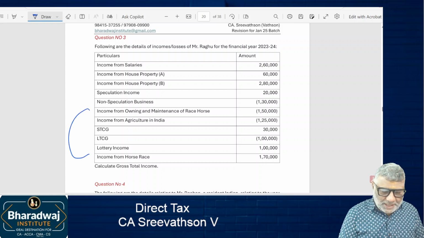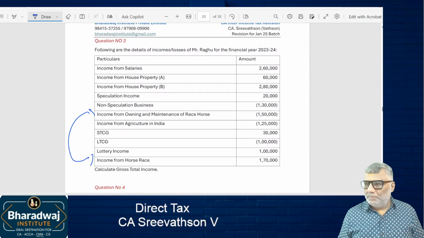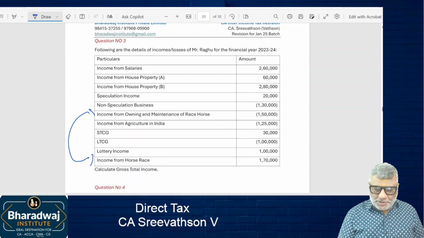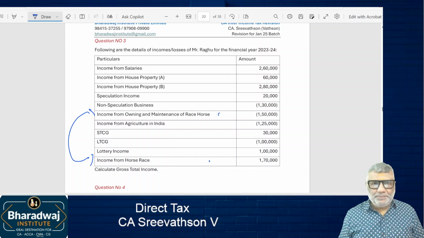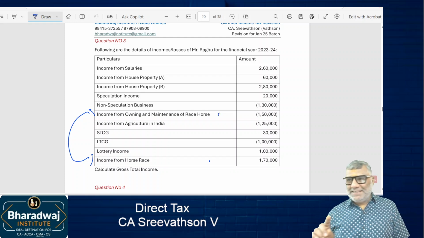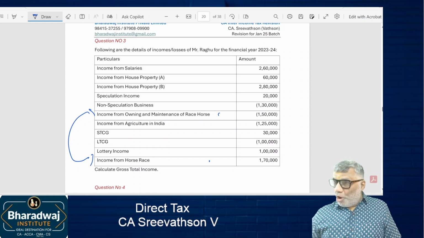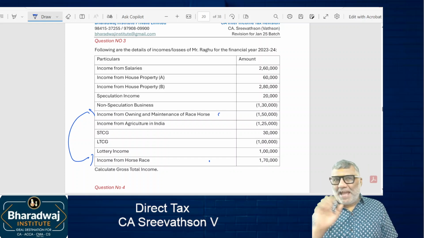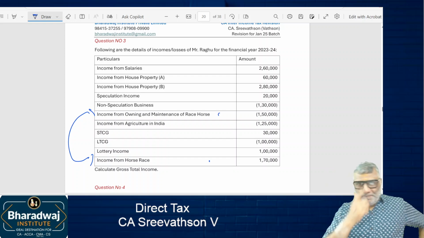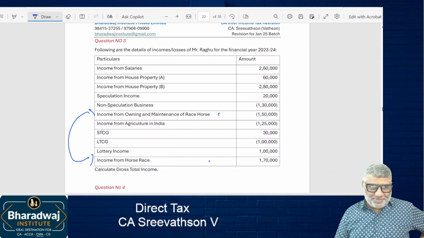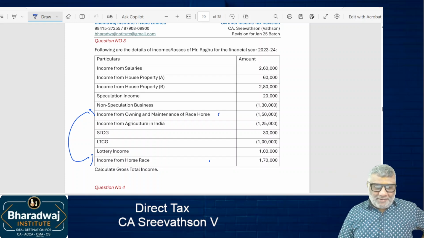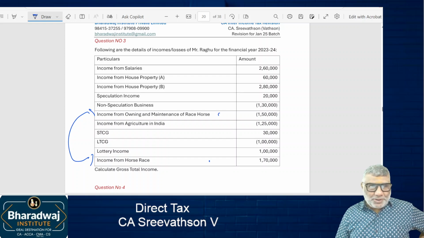Are these two the same? No. One is by betting in racehorse. Another is owning and maintaining a racehorse. Very carefully we should read the words. It cannot be set off. On the apparent reading, we will find it to be the same, but no.